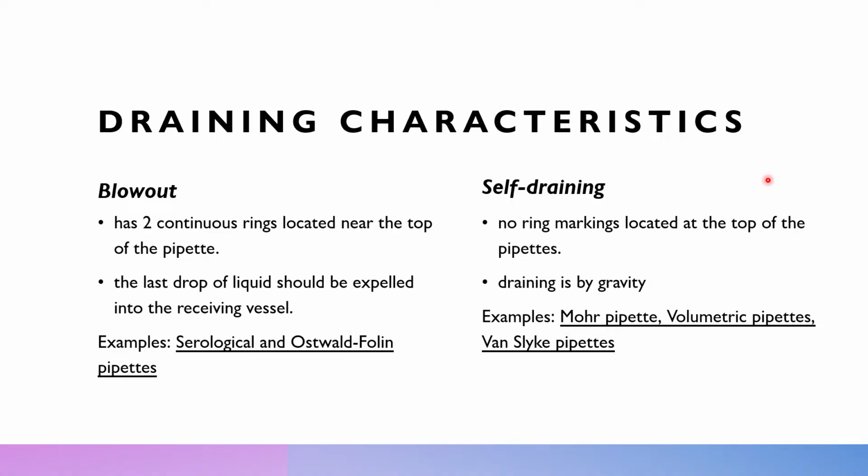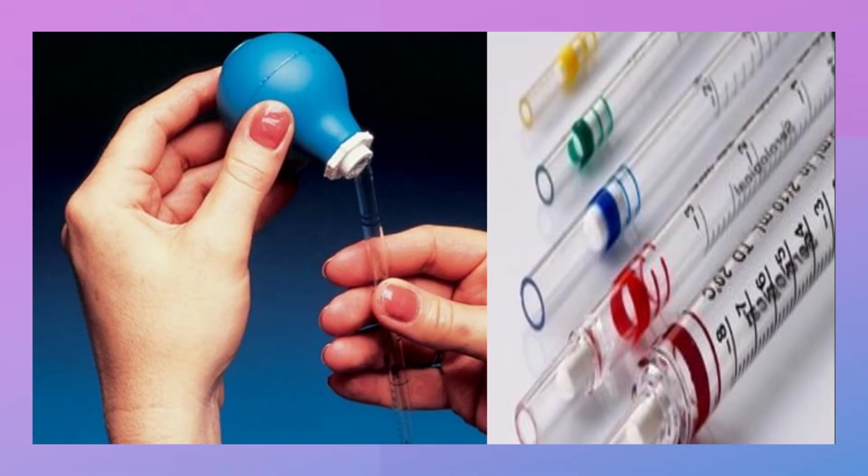So the rest of the other pipettes, you drain them by gravity, except for Mohr, you need to place the tip in contact with the side of the vessel during draining. By the way, an example of a blowout pipette is a serological and Ostwald-Folin type of pipettes. So here's an example of a blowout pipette. There are two continuous rings on the top of the pipette. This is to prompt us users that the final liquid must be blown out.